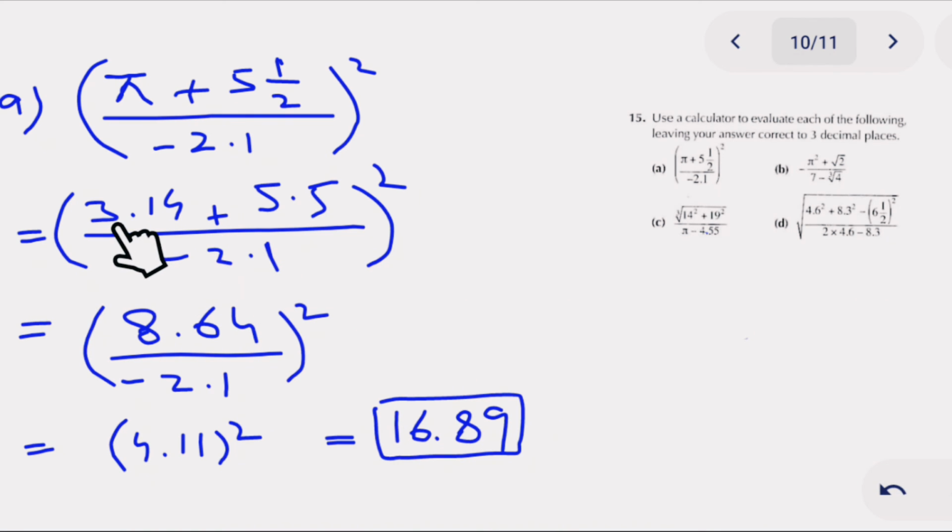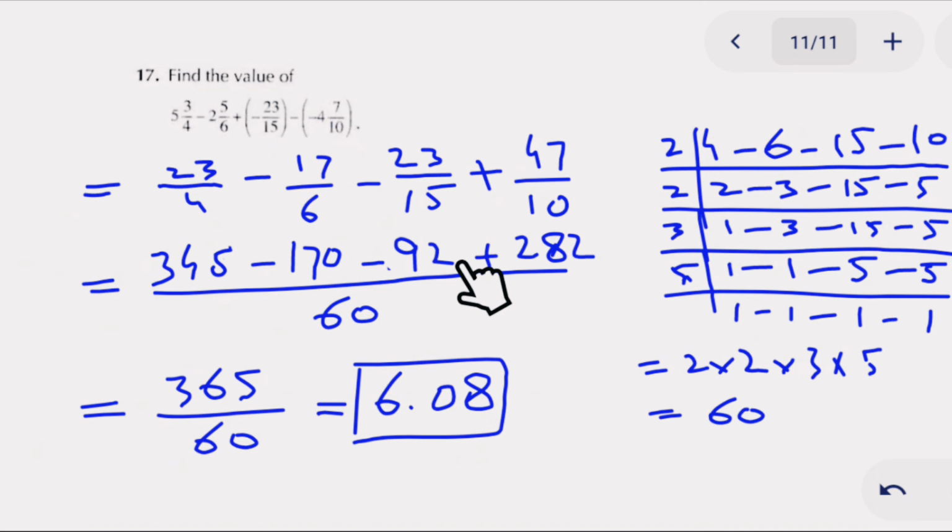I have added 3.14 and 5.5, the answer is 8.64, divided by minus 2.1. After dividing this, I get the answer 4.11, and then I have taken the square of this number, and the answer is 16.81.